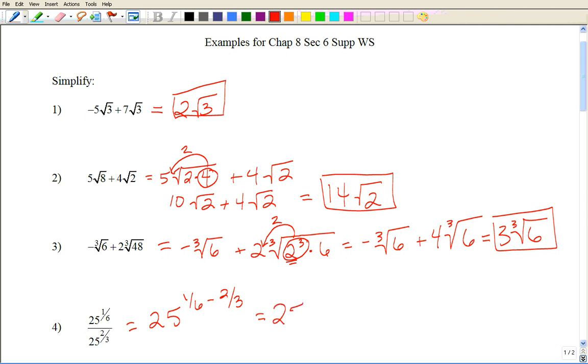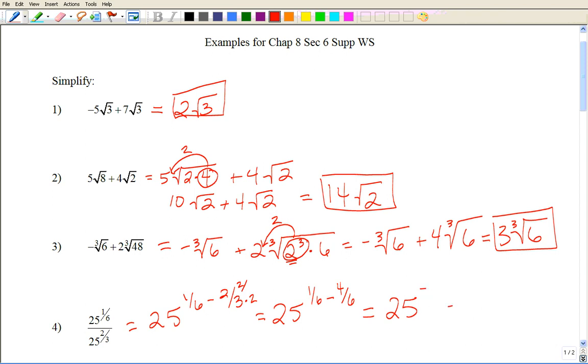So I'll have 25 to the 1/6 minus, to make this a 6, I have to multiply it by 2, so I'll multiply the top by 2 as well. So 3 times 2 is 6, 2 times 2 is 4. So 2/3 is the same thing as 4/6. Now they have a common denominator, so I can subtract. So I have 25 to the 1 minus 4 is negative 3 over 6.